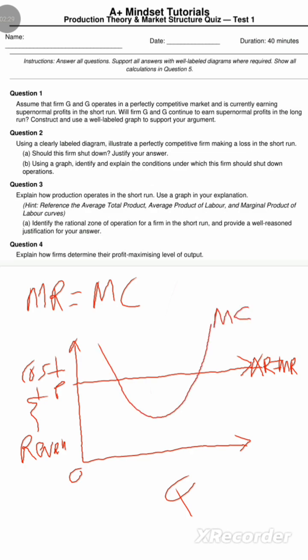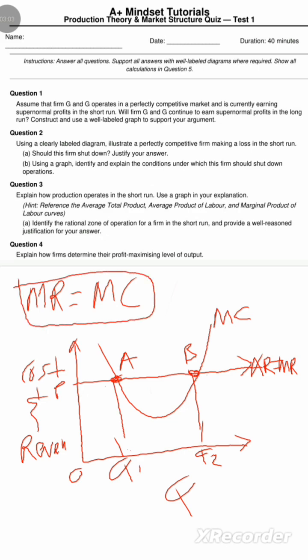Let us call this point A. Let us call this point B. Between these two levels of output, let's take this Q1 and this Q2, between Q1 and Q2, point A and point B, which one is the profit maximizing output? Have you seen this marginal cost? Where they cut here, these points show that the marginal cost is equal to the marginal revenue. So that is condition number one.